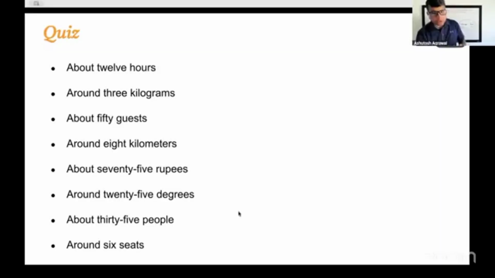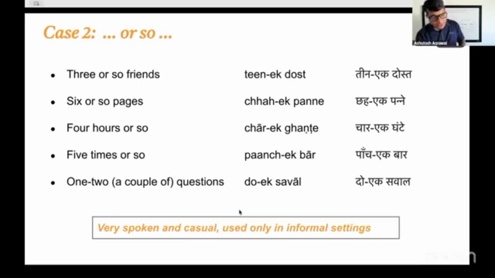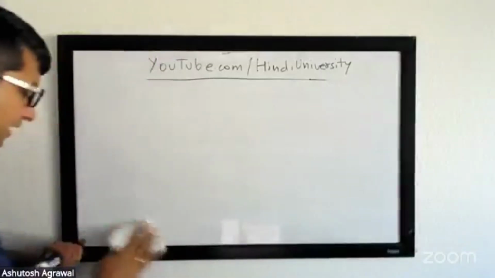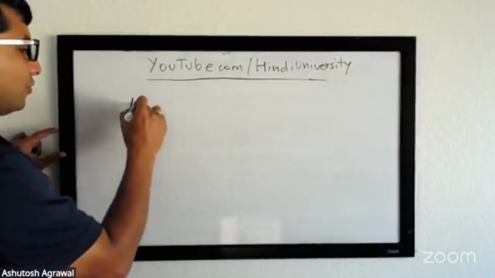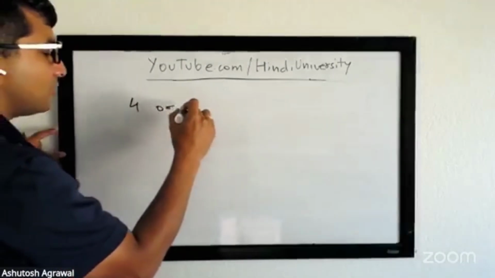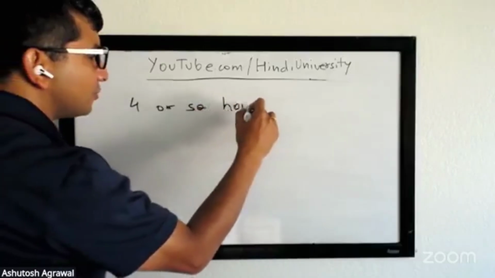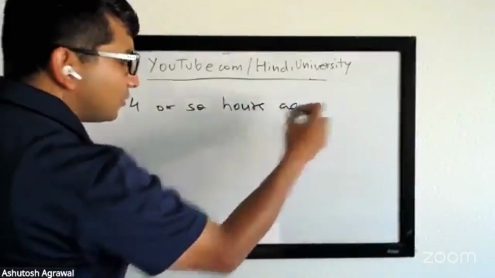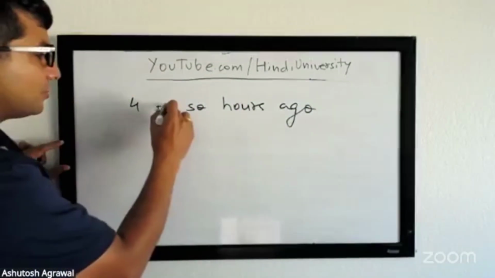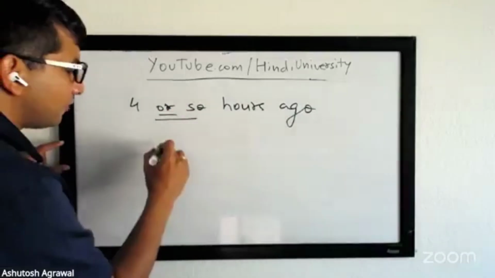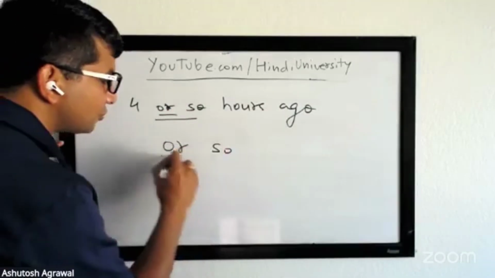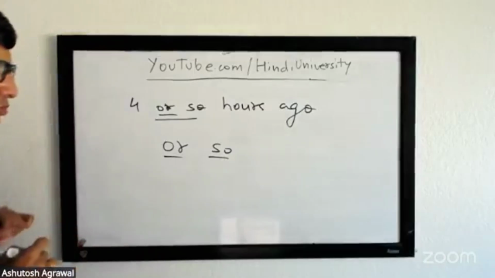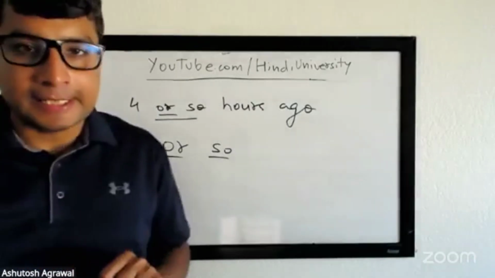Having gone through the basic use cases, we'll do case 2, where you want to say something not like about, but like 3 or so. So when you want to say 4 or so hours ago. Okay, 4 or so hours ago. So whenever you have this thing called "or so", how do you say them in Hindi?